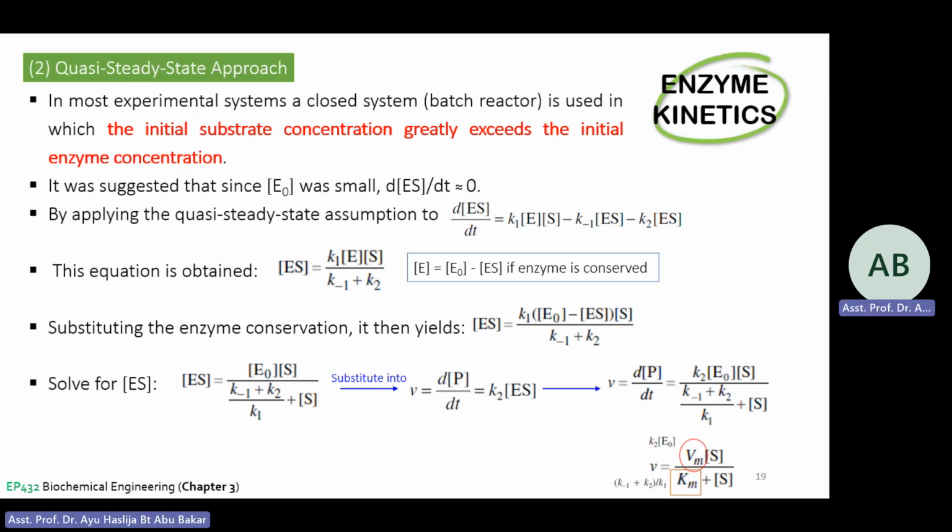Okay, this one is for the second case, where you have the quasi-steady state approach. The final equation is almost similar. This is the final equation. It's just that there are different approaches.